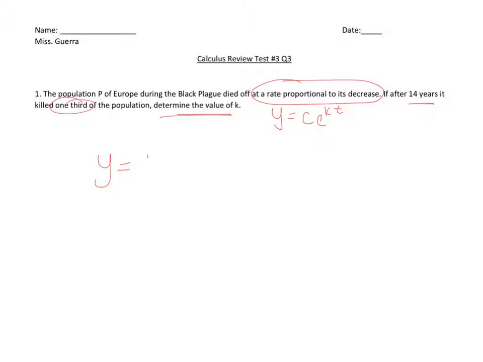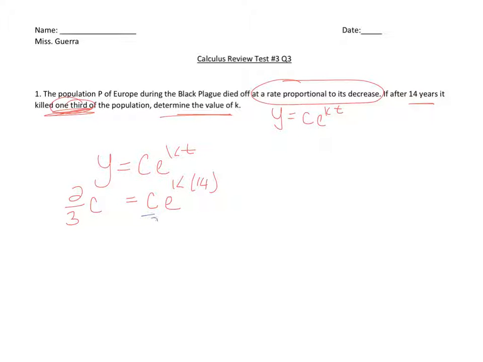So when I use this formula, what I need to do is fill in what I know. Well, I know that 14 years is my time, and after 14 years, 1/3 of the population had been killed. That means 2/3 of the population had been left over. So I'm going to put 2/3 of C on the right. C represents the initial population. I don't know how many people I started with, but I do know that 2/3 is left over because 1/3 has died. So I'm going to put k, and after 14 years this has happened.